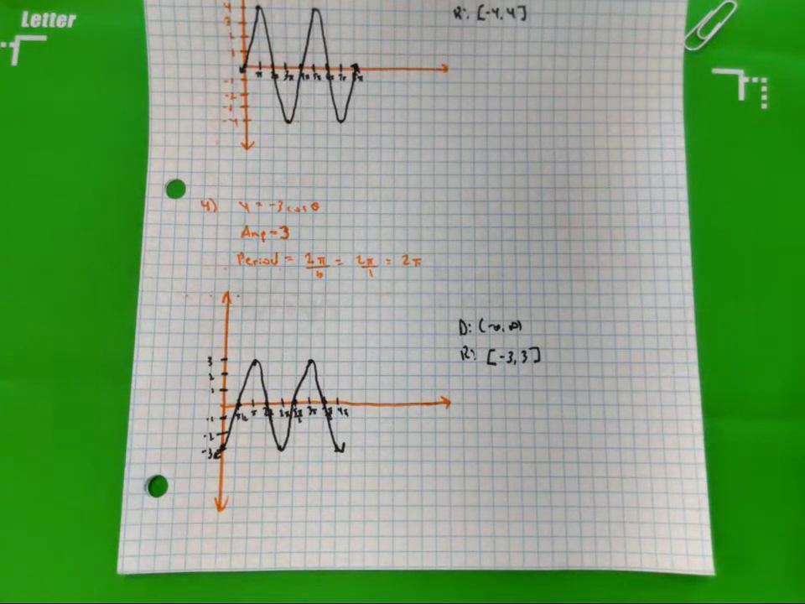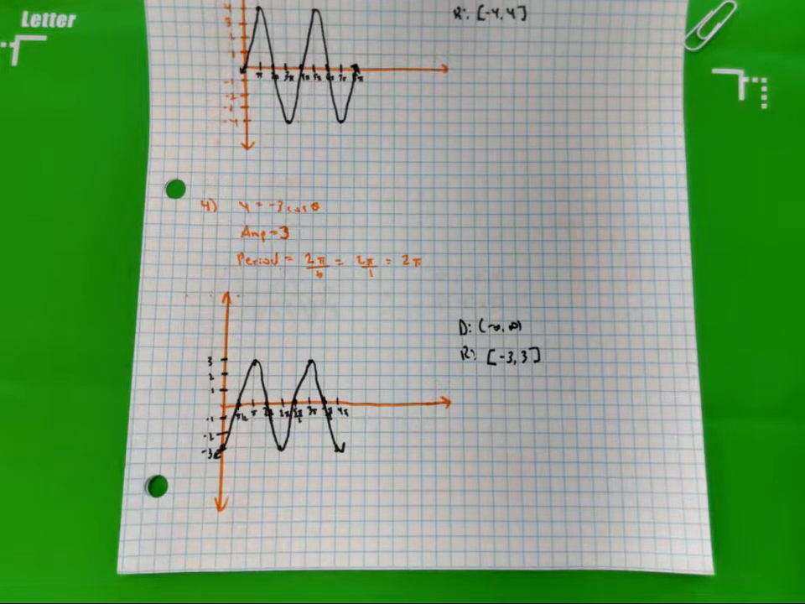Number 4. You have y equals negative 3 cosine theta. Amplitude is the absolute value of a, so your amplitude is 3. That refers to the height of the graph. Period is 2 pi divided by b. The b value is in front of theta. What's your b value here? 1. 2 pi divided by 1 is 2 pi.